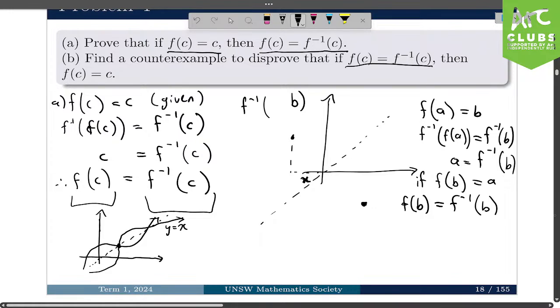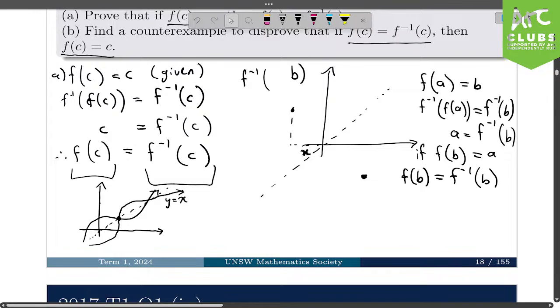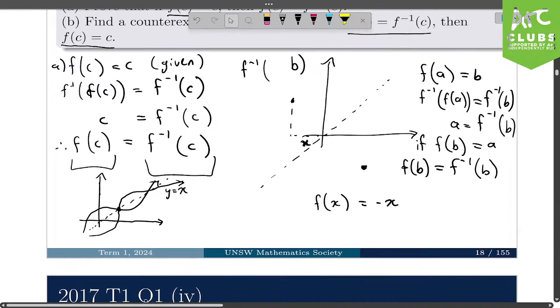That it intersects with its inverse in places other than this straight line, this diagonal line. So if you want a specific counterexample, you could provide the function negative x, okay? So in this case, the inverse of negative x is obviously itself, right? To reverse taking the negative number, you take the negative of that, right? So the inverse of negative x is just negative x.